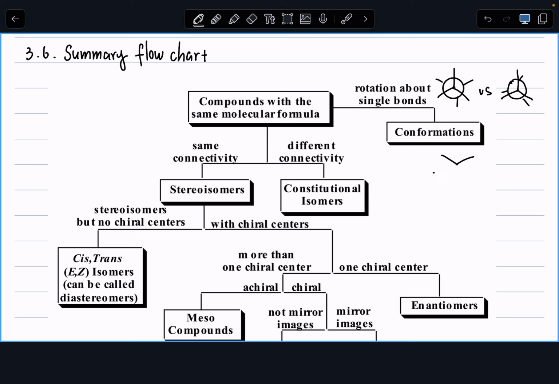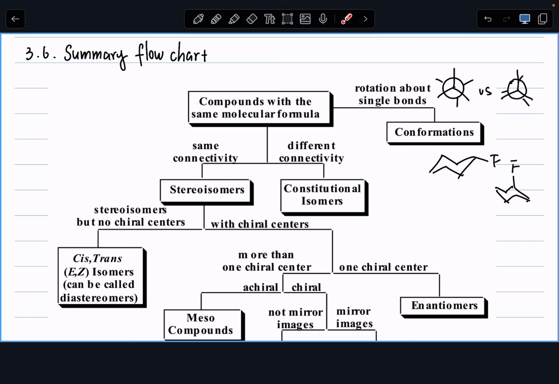So let's say we have maybe a methyl substituted or fluoro substituted chair. We can have the fluoro on equatorial, or you can have the fluoro on the axial. All right, and these are just different conformations of the same molecule.